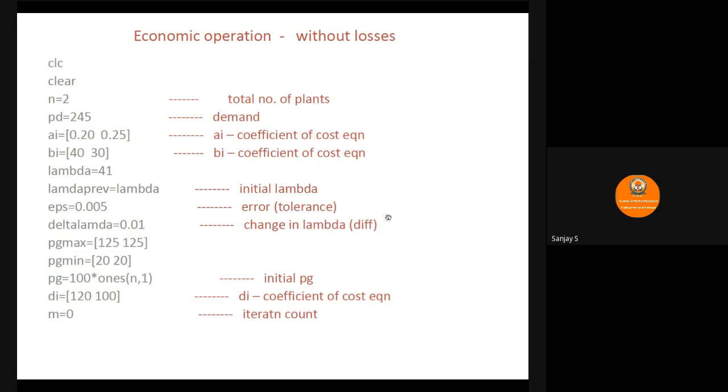Good morning, everybody. Today, let us see experiment number 7, which is based on optimal system operation. We have two programs here: economic operation, or optimal system operation, for a system without losses and for a system with losses. We have two separate programs. We'll see them one by one. First program, economic operation without losses.